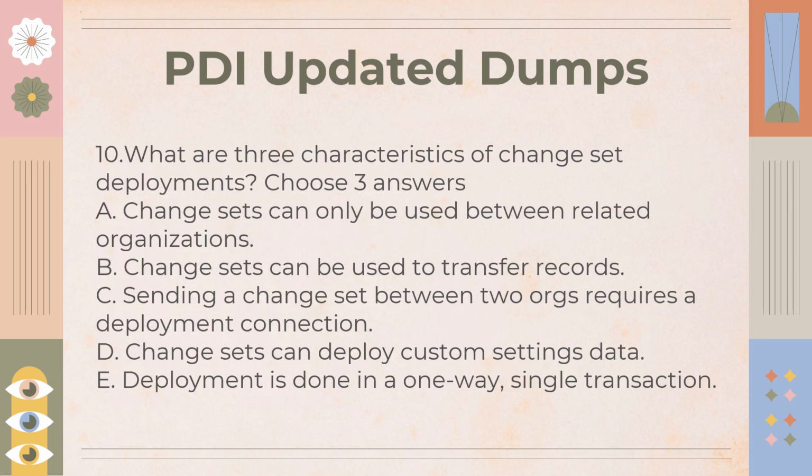10. What are three characteristics of change set deployments? Choose three answers. A. Change sets can only be used between related organizations. B. Change sets can be used to transfer records. C. Sending a change set between two orgs requires a deployment connection. D. Change sets can deploy custom settings data. E. Deployment is done in a one-way, single transaction.